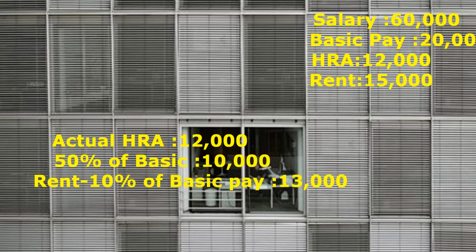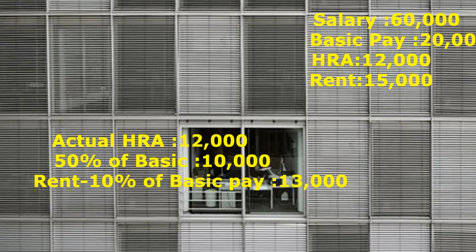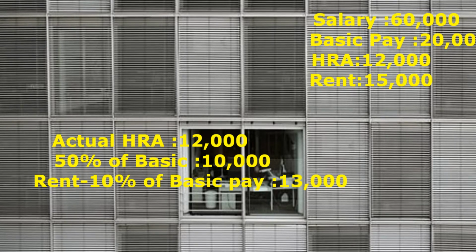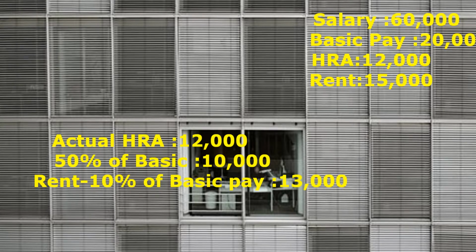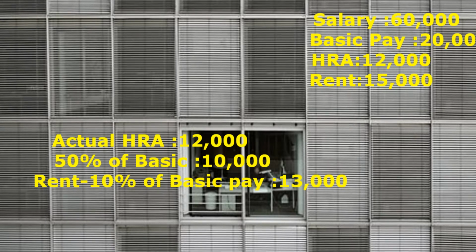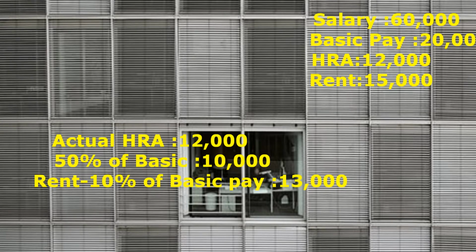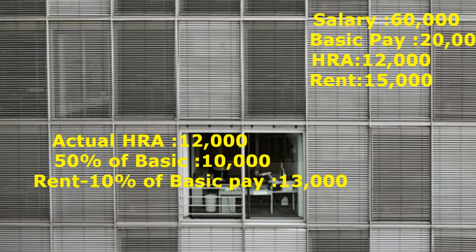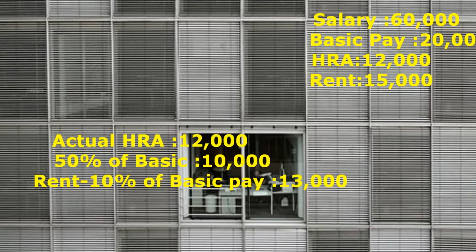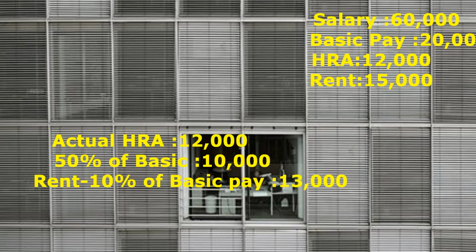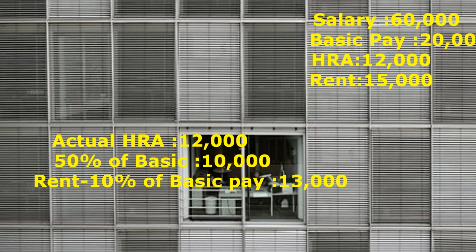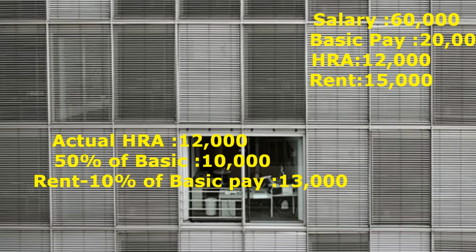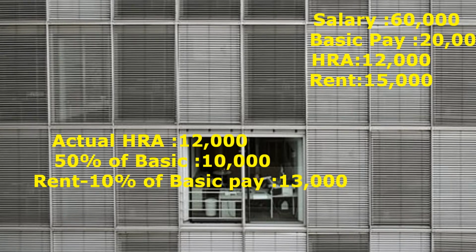Then the last amount, the rent minus 10% of the basic pay. Rent is 15,000 minus 10% of your basic pay, 10% of 20,000 is 2,000 rupees. So that will be 13,000. So out of the 12,000 actual HRA, 10,000, 50% of the basic pay, 13,000 rent minus 10% of the basic pay, the least is 10,000, which is 50% of the basic pay.